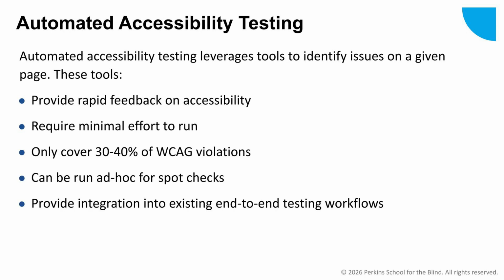Automated accessibility testing is fantastic. There are a number of tools you can use to quickly identify accessibility issues on websites, web applications, and other documents. They require minimal effort to run and can be run ad hoc to spot check issues. The downside is that they won't cover all accessibility issues, only about 30 to 40% of WCAG violations. However, any issue caught with an automated tool doesn't need to be caught through manual testing, and addressing these issues early results in fewer issues in production.